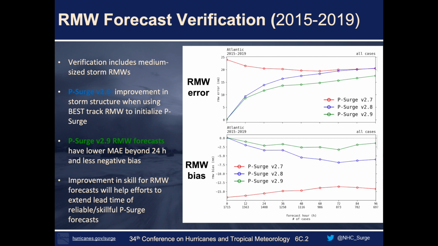But by about 60 hours or so, there wasn't any improvement. Version 2.9, on the other hand, improves the forecast throughout the entire forecast period. We're also removing or reducing the negative bias in RMW, going from version 2.8 to 2.9.